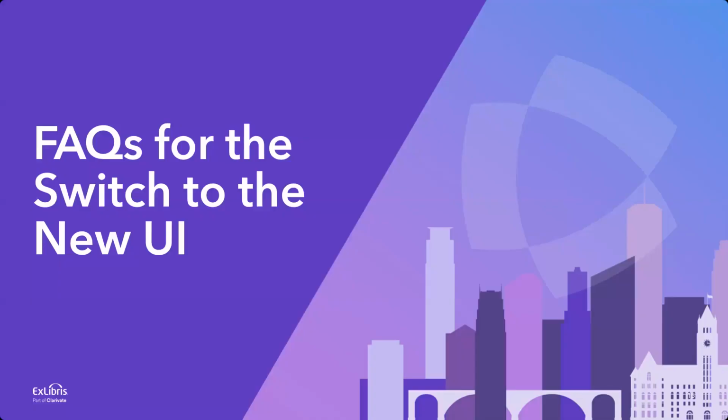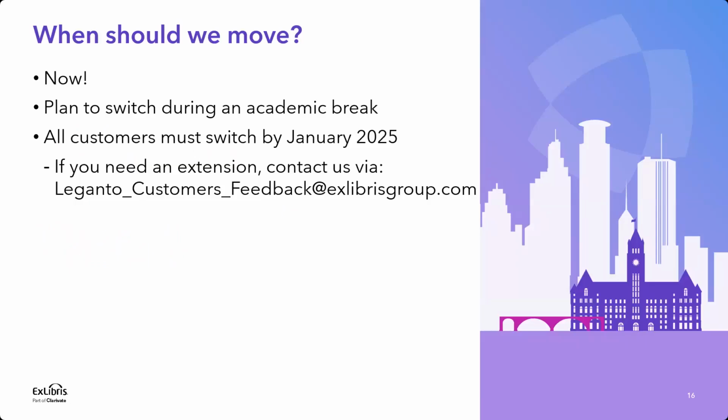And then FAQs. So I do have just a couple of FAQs here, frequently asked questions. The first one is, when should we move? I have "now," but this depends on your academic break, really, is what this should say. So you should plan to switch during an academic break. All customers should switch by January of 2025. So that's why I have the "now," because I realize that there are different timings around the world around when the academic break is, but also for many of you that is now or very soon.